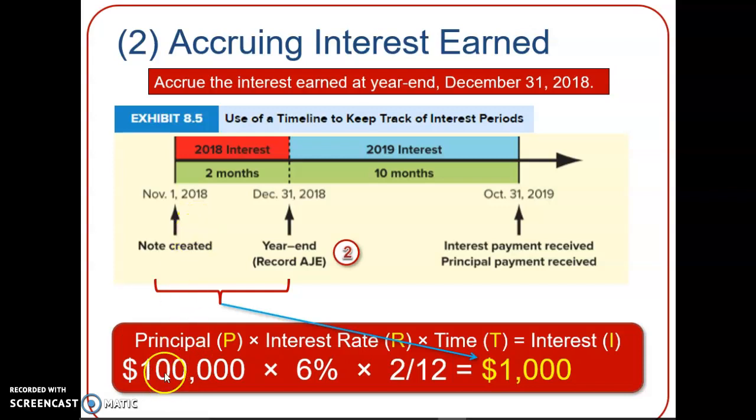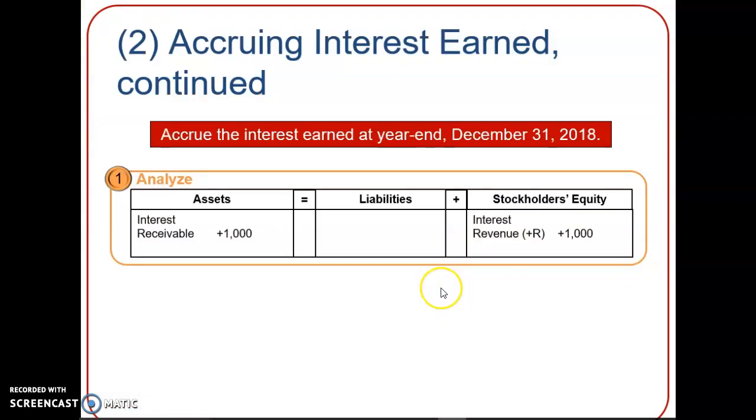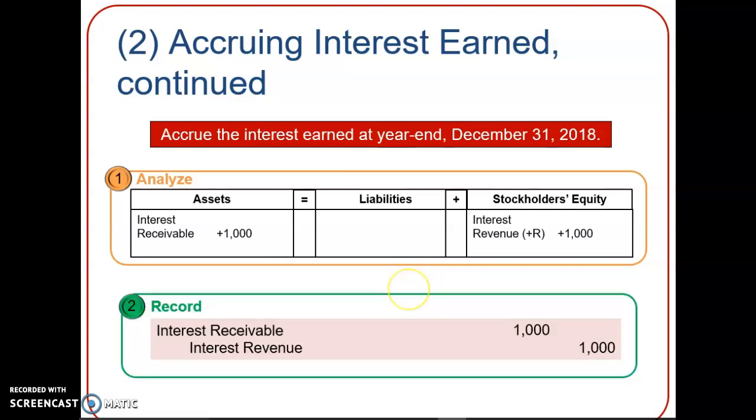So principal amount 10,000 times 6% annual interest rate times 2 months divided by 12, which converts to 1/6 of a year. We calculate the interest revenue will be $1,000. If we do a journal entry for that, interest receivable, which is an asset, is $1,000. We also recognize interest revenue of $1,000. Revenue increase goes on the credit side.